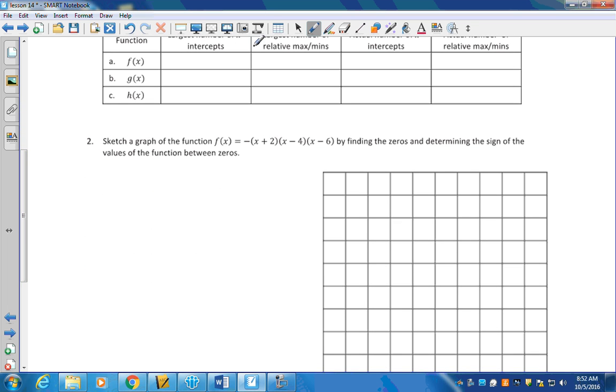I don't like question number 1, so we'll skip that if that's okay with you. Find the zeros for me in question number 2, please.